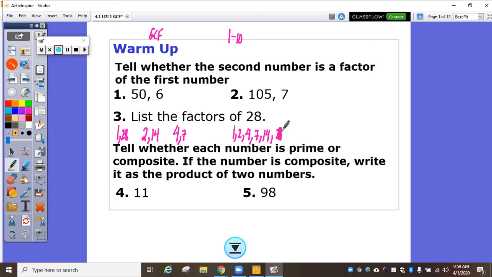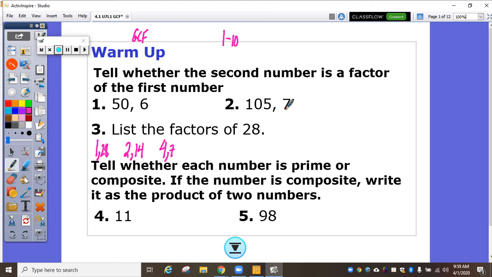For some reason my tablet is not going all the way over there. Let's do that again. Alright, so let's do this again. Let's try and see if I can change this. Alright, so my factors are 1, 2, 4, 7, 14, and 28.